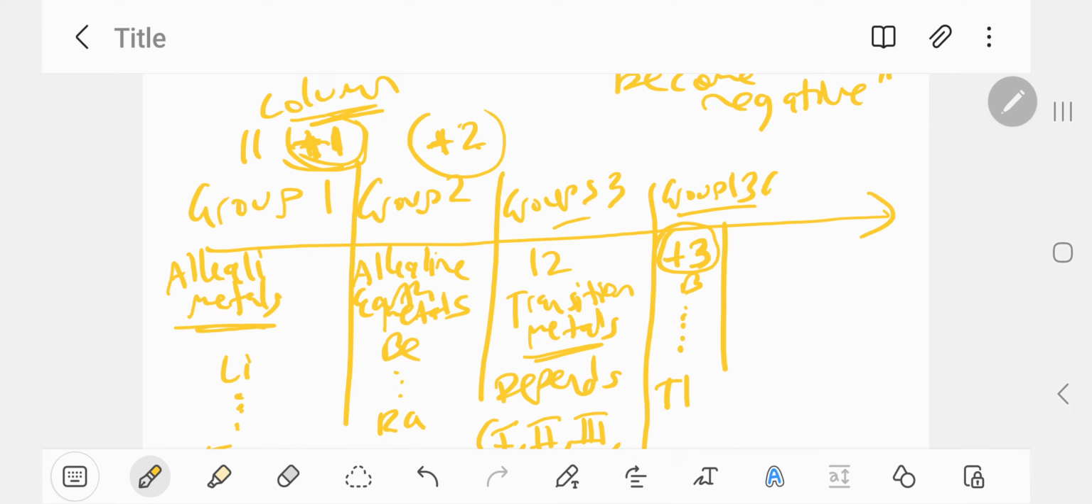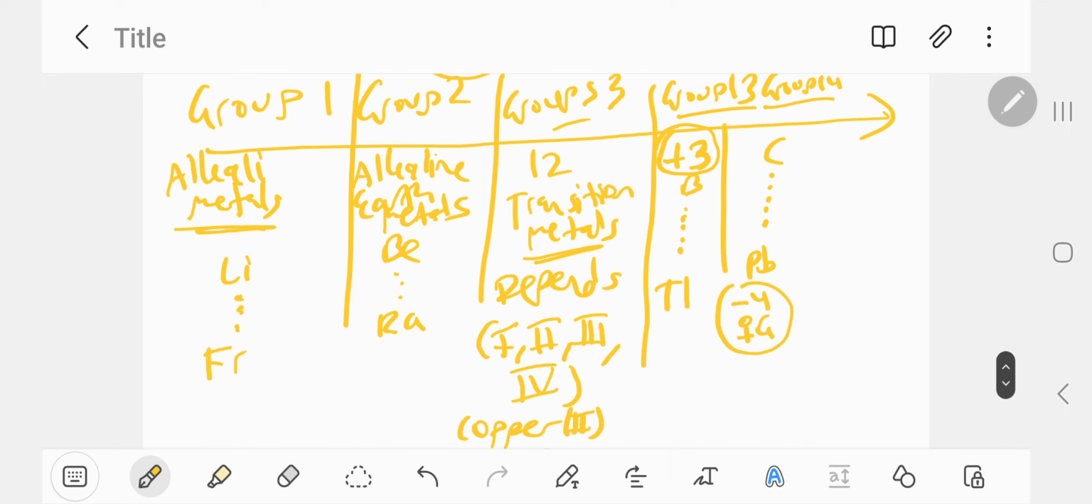Then you have group 14. Just squeeze it in here. Group 14, from carbon all the way through to lead, Pb. It's either -4 valency or +4. It really depends on the question they give you. Minus 4 or +4. Let's do an example.